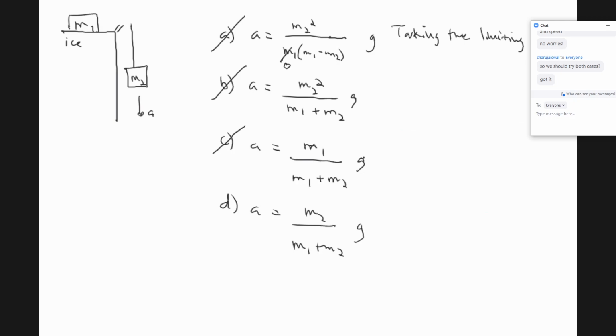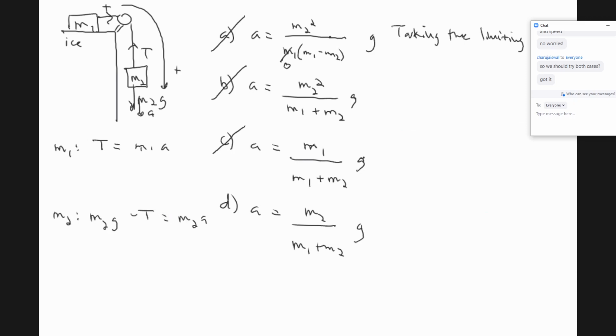So here, I'm still in erase mode. Here we have tension, here we have tension, and here we have M2G, right? So for M1, we have tension, and that's equal to M1A. For M2, notice that this is positive, so going down this way is positive. So you should make this M2G positive minus T is equal to M2A. I bet my bottom dollar that Melody made tension positive. Correct? For the M2 mass.